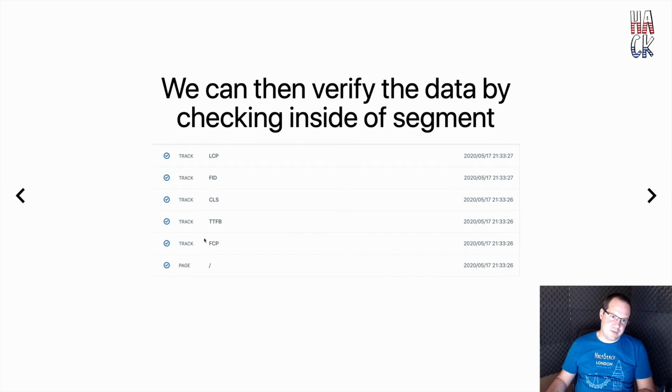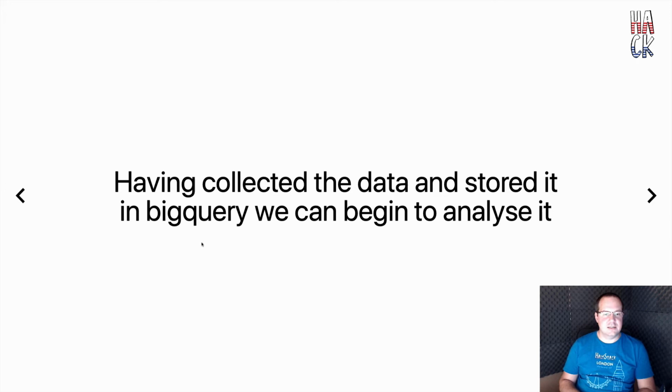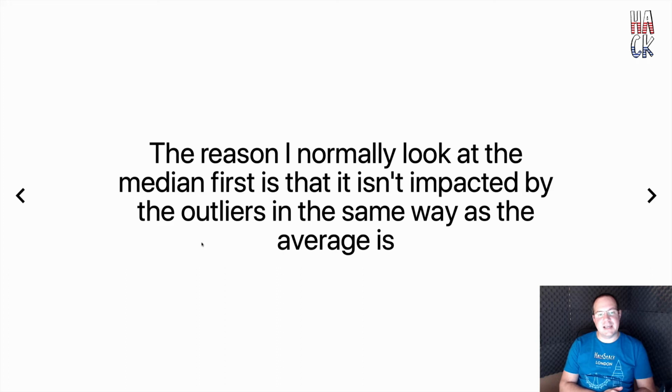So let's analyze these real user metrics. Having collected the data and stored it in BigQuery, we can begin to analyze it. The first way I'm going to do this is look at the median first contentful paint of the past 7 days. The reason I'm going to look at medians first is that averages are impacted by outliers. We used averages for the other test earlier because our synthetic tests are not likely to have such major outliers.